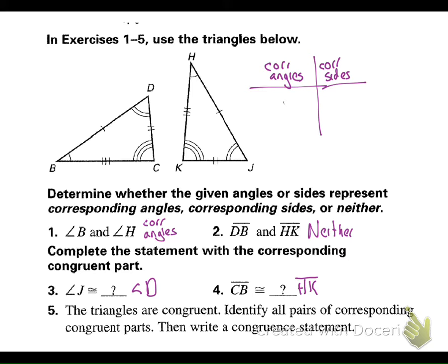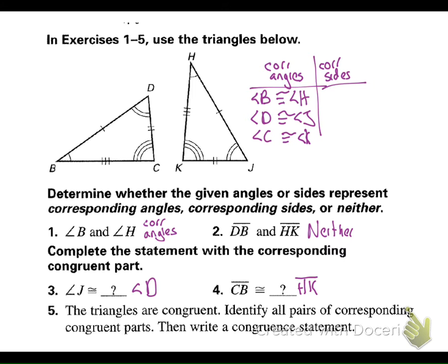Okay, so corresponding angles. If I start with the one arc, I have angle B is congruent to which angle? Repeat that. Angle B is congruent to which angle? Okay, angle D is congruent to which angle? J. Angle J. And angle C is congruent to which angle? Angle K. Okay, now we're going to do sides.